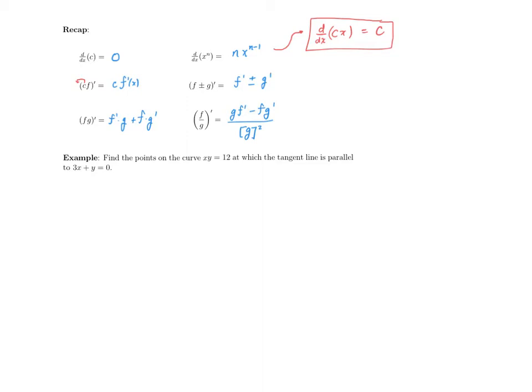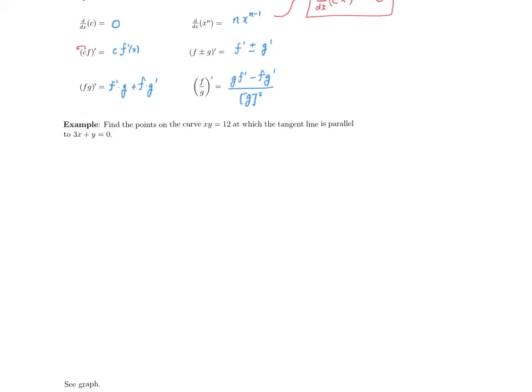The first of which is, let's find the points on the curve xy equals 12, at which the tangent line is parallel to the line 3x plus y equals 0. So at first glance, this seems like a rather tough problem, maybe even tough to understand exactly what they're asking us to do. So let's begin by simply just illustrating this with a picture.